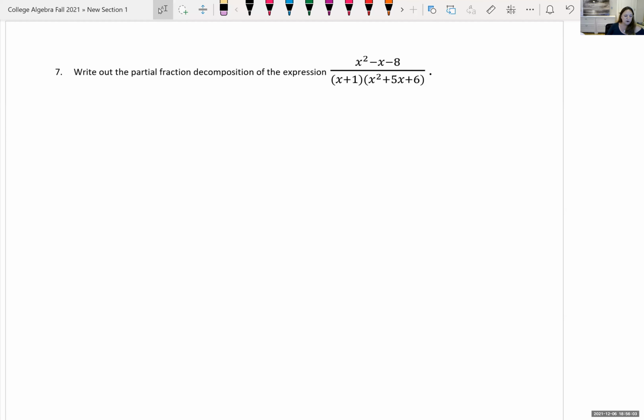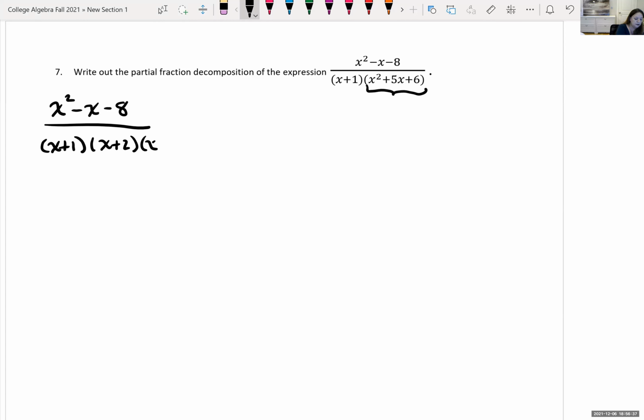Okay, so write out the partial fraction decomposition for the expression x squared minus x minus 8 all over (x plus 1) times (x squared plus 5x plus 6). You need to make sure that the denominator is factored as far as possible. And in this case, it is not. So let me just rewrite this a little bit different. We have x squared minus x minus 8 in our numerator. Our denominator is x plus 1, but this x squared plus 5x plus 6 can factor as (x plus 2) times (x plus 3).